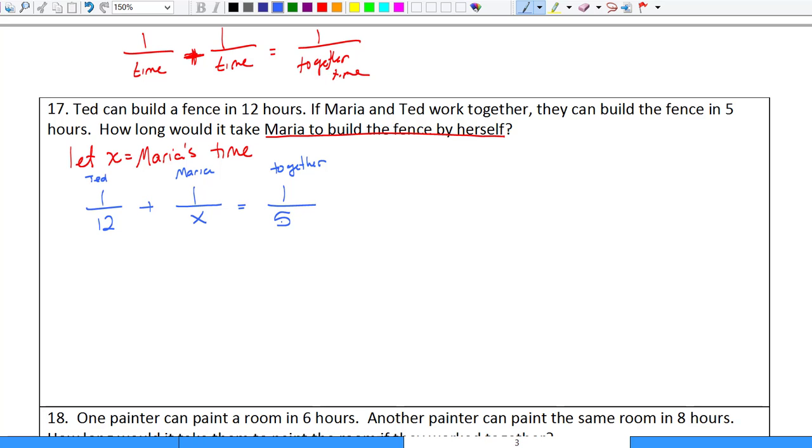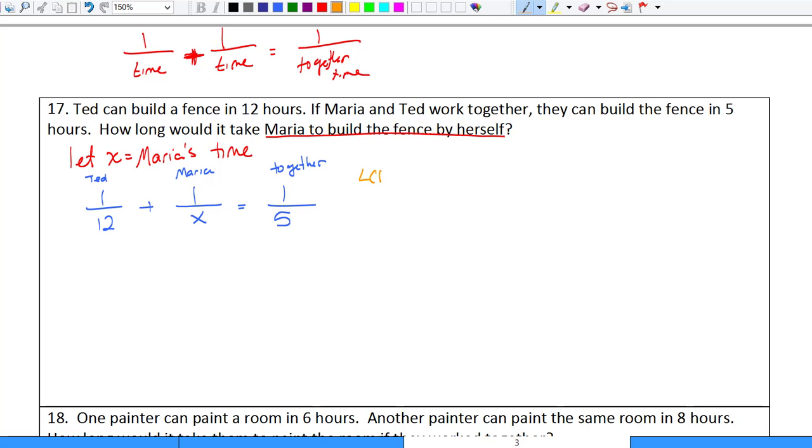Which makes sense. If they are working together, it should take them less time. A lot of times people get confused. They're like, well, how can they do it faster? Well, with 2 people, this should be faster. I know sometimes when people say together, it should be more. Well, in this case, together should be less time because they're trying to do the work as fast as possible.